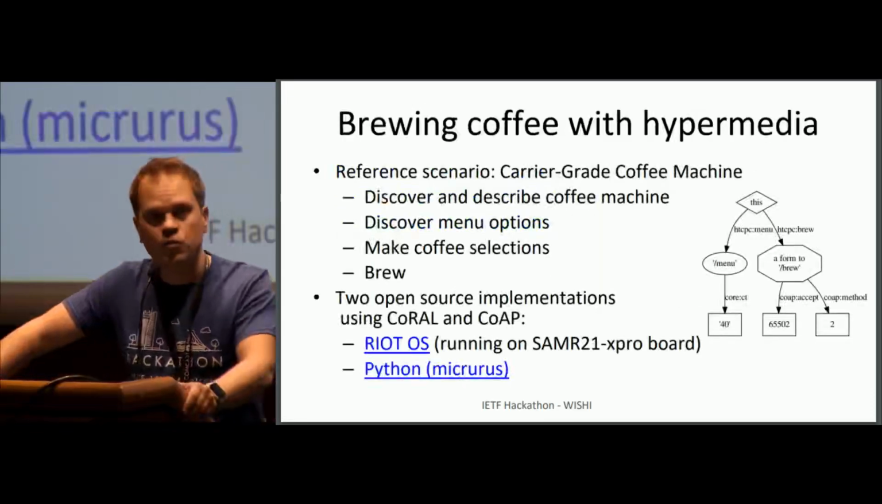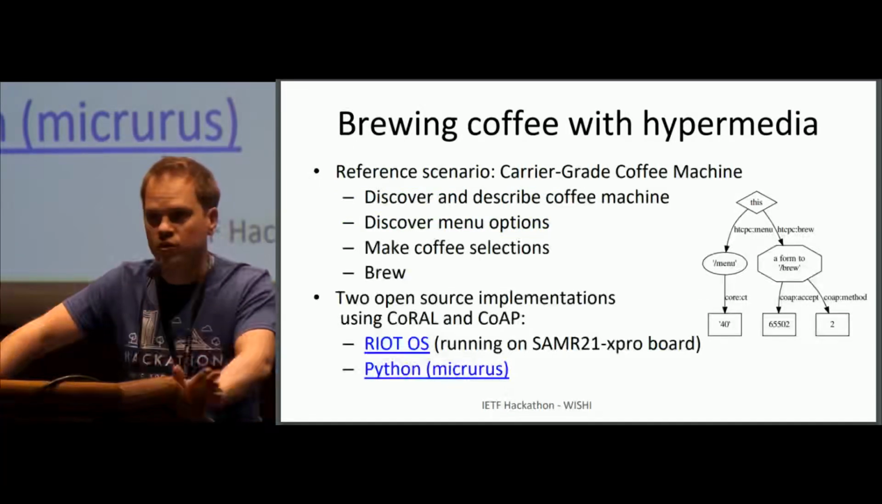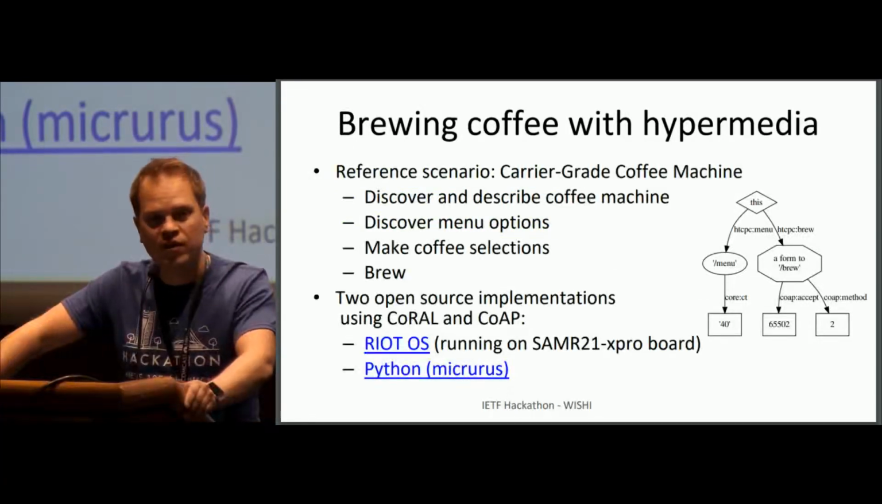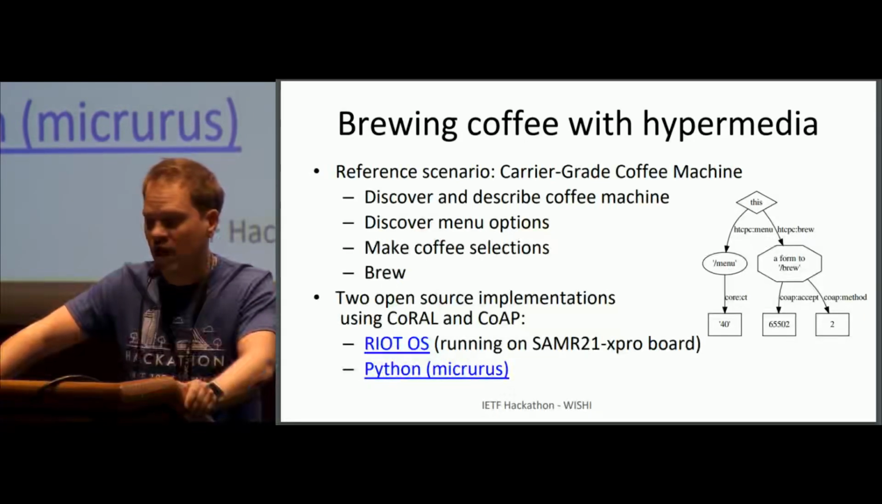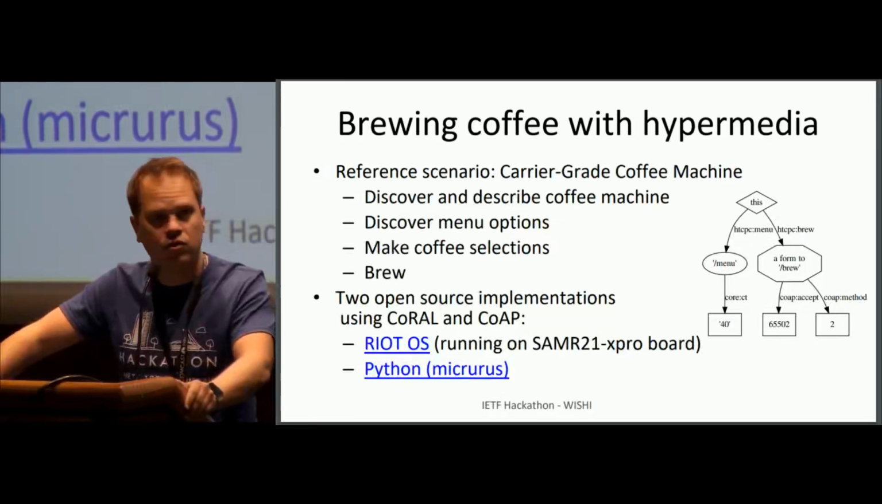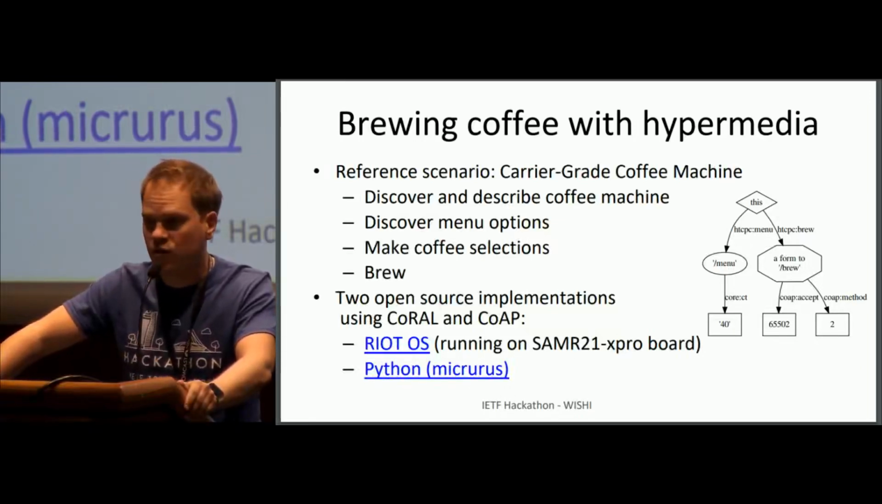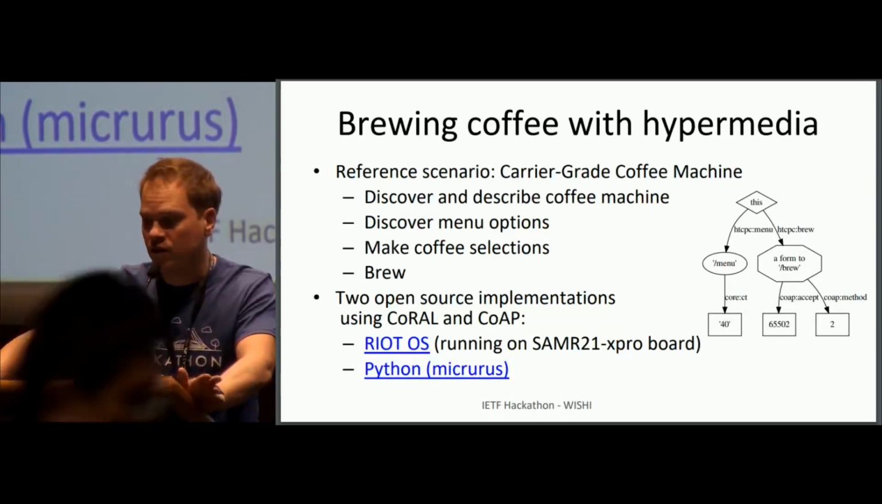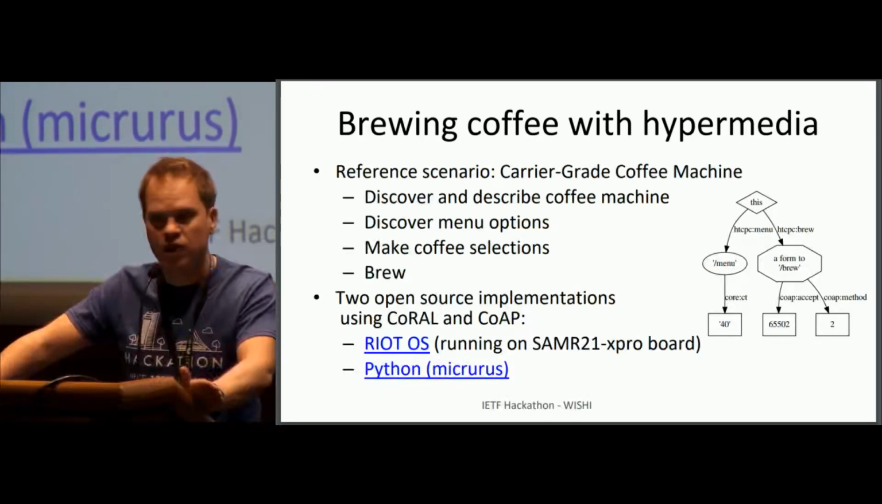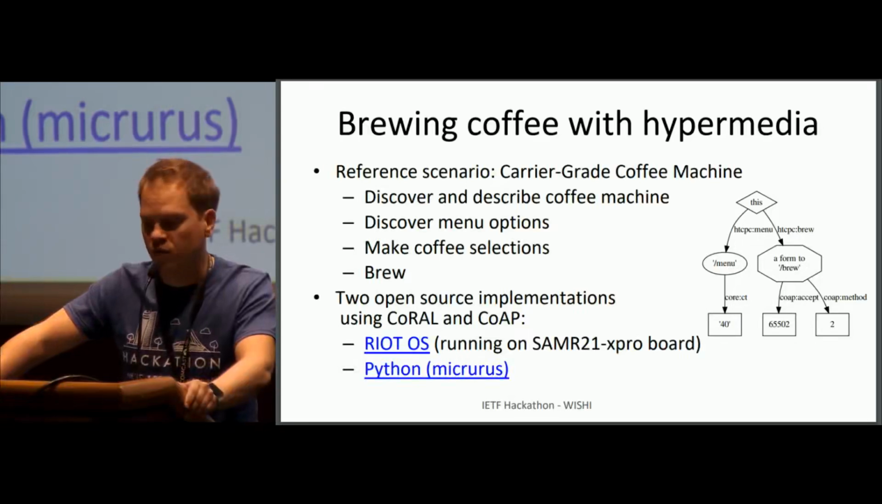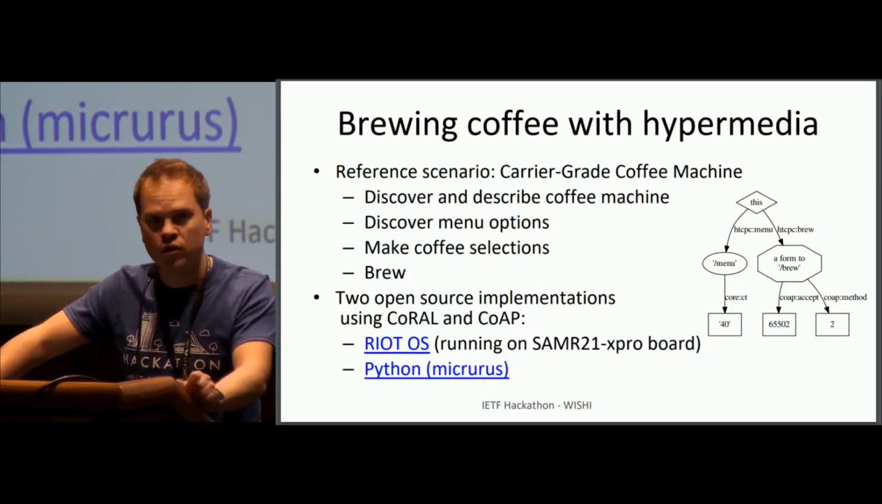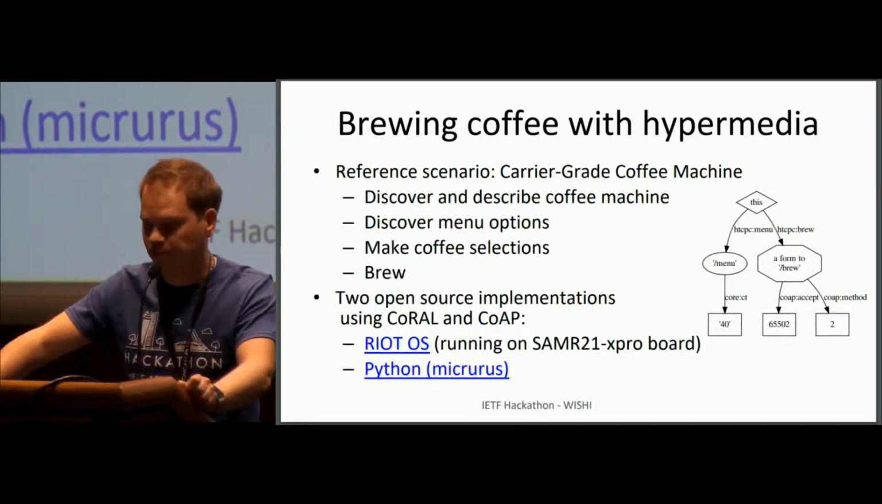And the other big one was this brewing coffee with hypermedia. So of course, from the days of the Hyper Text Coffee Pot Control Protocol, we've been wanting to do this. Now we have modern tools and protocols for this purpose. So you have a carrier-grade coffee machine reference scenario, also known as Carsten's coffee machine. You can discover and describe your coffee machine, discover menu options, make coffee selections, and finally get some coffee brewed. We have now 2 open source implementations that use CoAP and CoRAL to achieve, especially, the first 3 steps. The last one we're still working on.